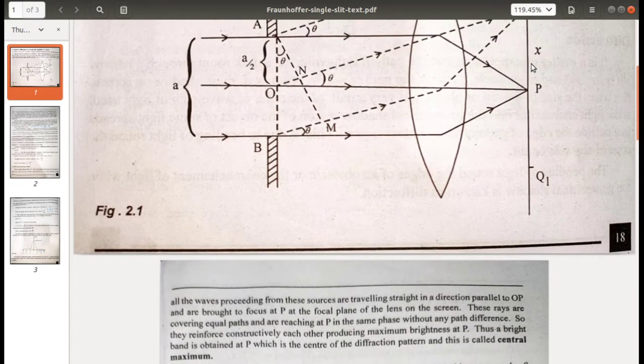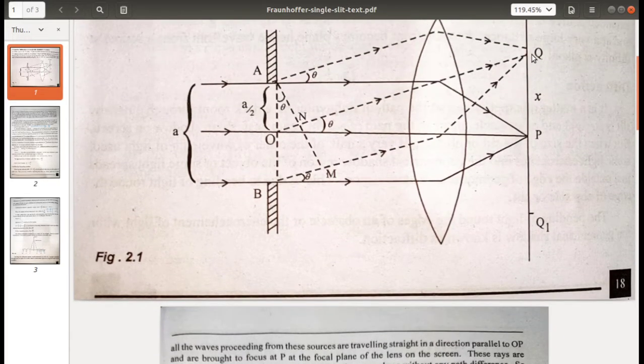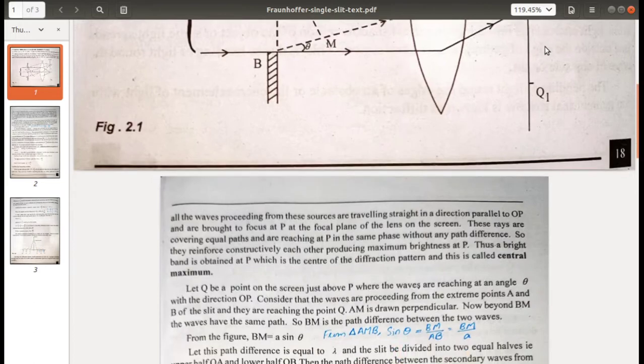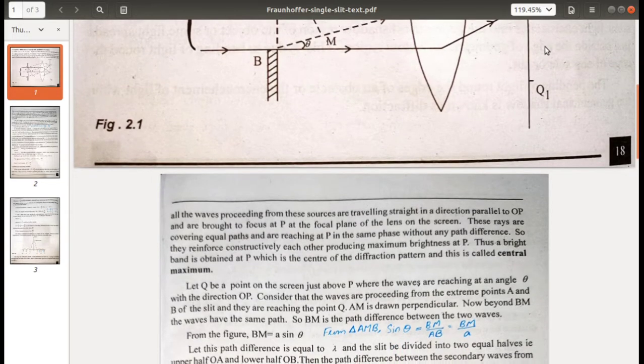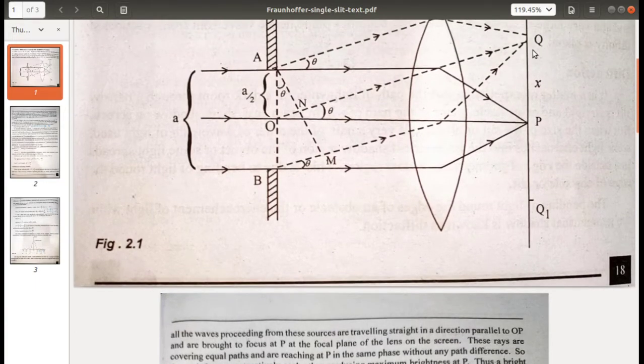Now we are considering another point Q. This is the point Q just above P, where the waves are reaching at an angle theta with the direction of OP. So this is the direction of OP, and the waves reaching the point Q make an angle theta with it.